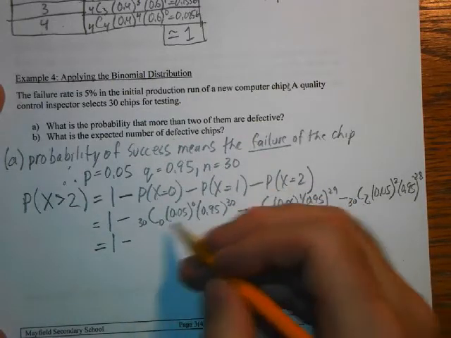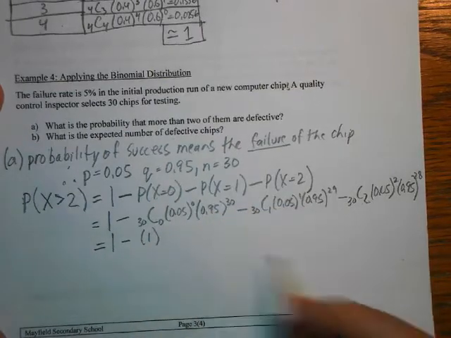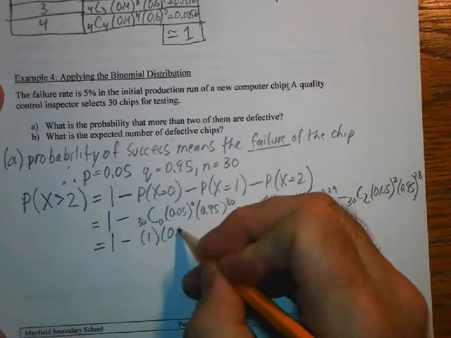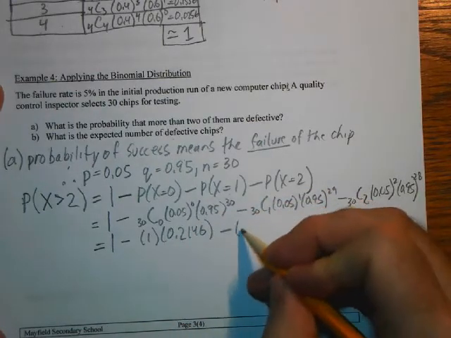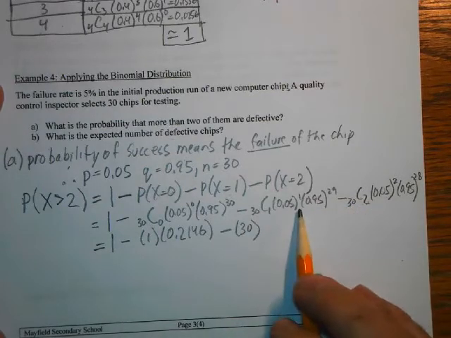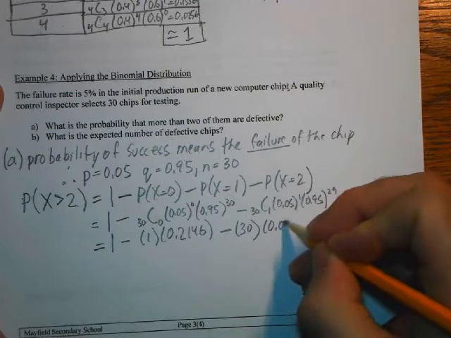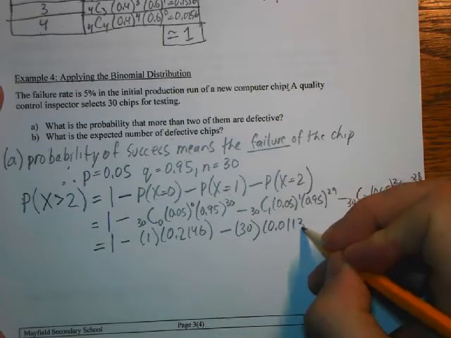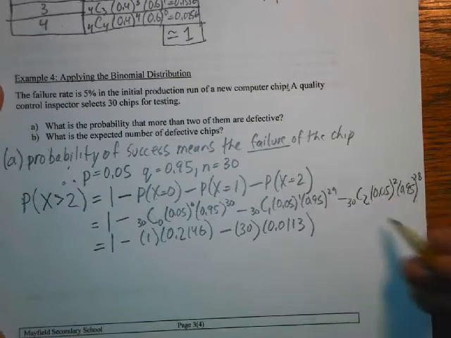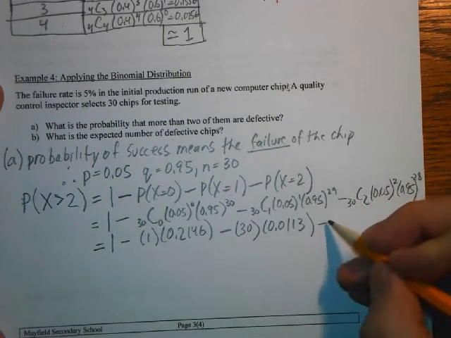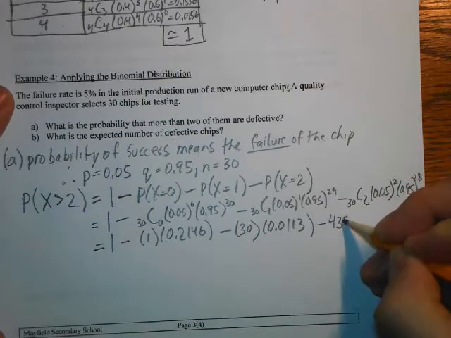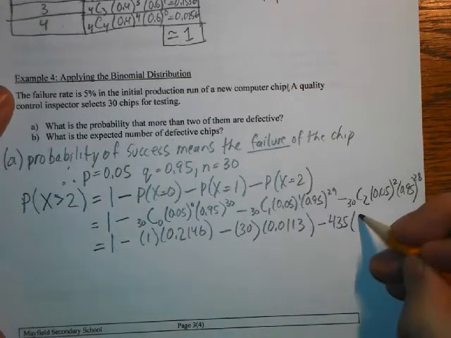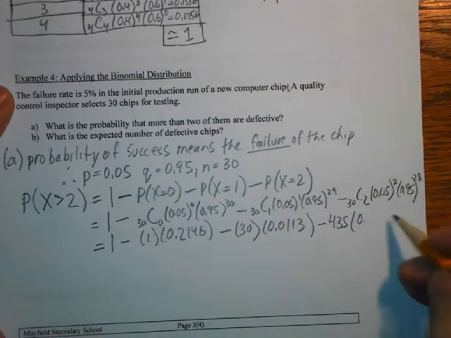So 30 choose 0 is 1, and the rest of it is 0.2146. And then 30 choose 1, well that's 30, and that product is 0.0113. And then this is where it starts getting bigger. 30 choose 2, sorry, not 45, that's 435, times, this is actually going to be very small, 0.0006.